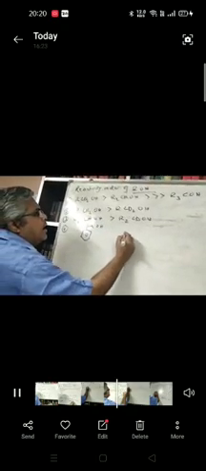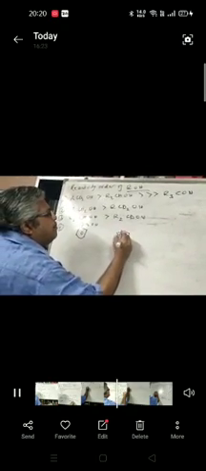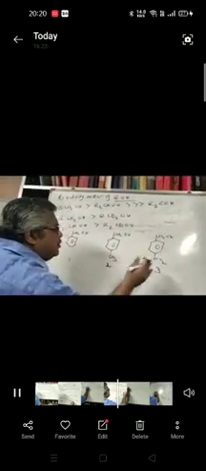Now, let us take one question type of thing. Let us take one benzyl alcohol, a para-methyl benzyl alcohol, and a para-nitrobenzyl alcohol. It will be 1, 2, 3. Suppose the question is to arrange them in order of decreasing rate of oxidation of alcohols.